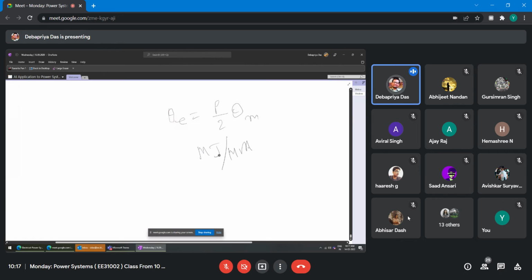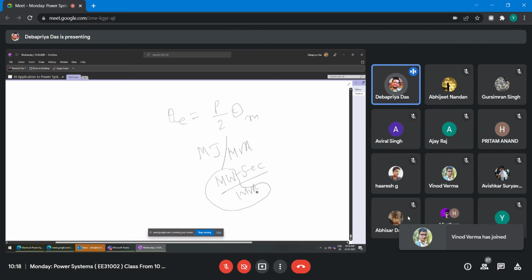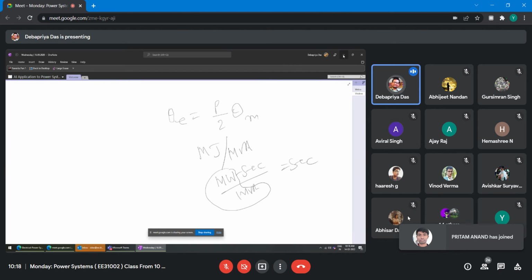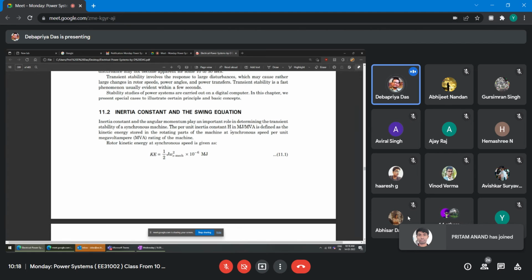Joule per second is equal to watt. That means it is megawatt second per MVA, right? In the per unit system we have studied, megawatt upon MVA or megavar upon MVA is dimensionless. So this is second, right? Therefore, in electrical engineering, this inertia constant H is actually in seconds, right? Later it will come that the per unit inertia constant H, megajoule per MVA, is nothing but seconds.